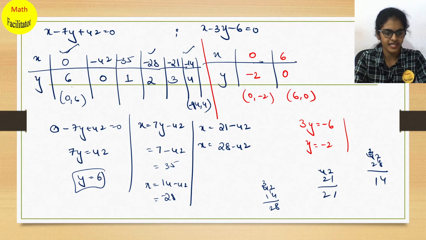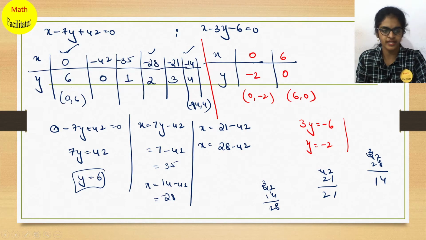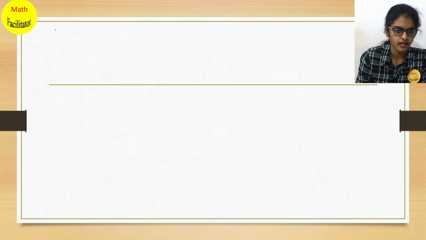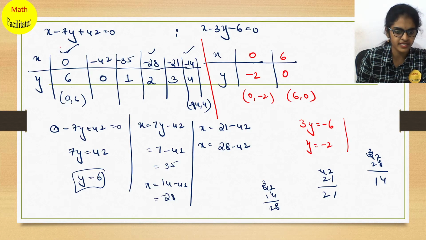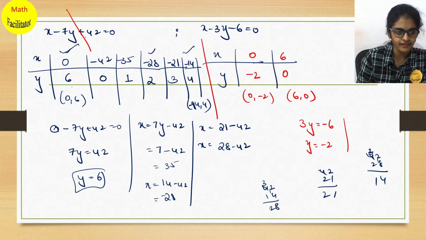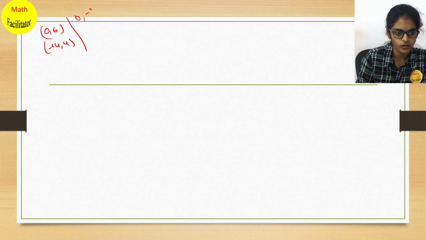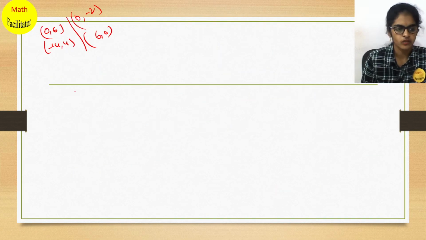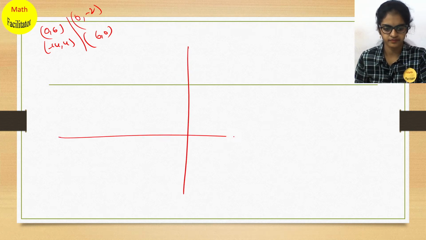Representing these particular points: for the first line, the points are (0, 6) and (minus 14, 4). For the second line, it is (0, minus 2) and (6, 0). So let us draw the graph.